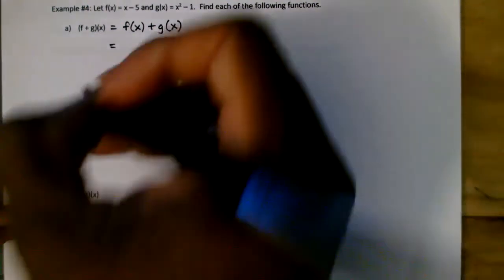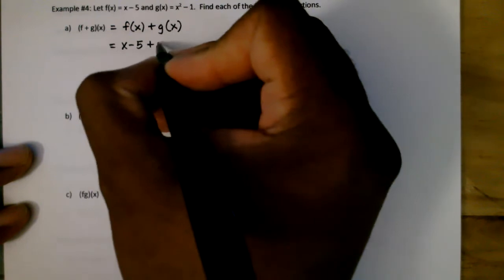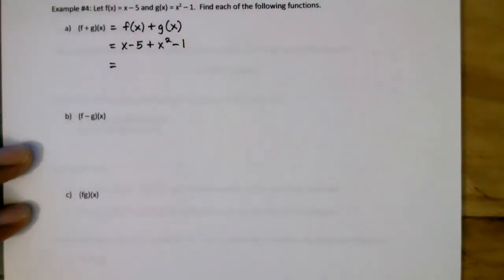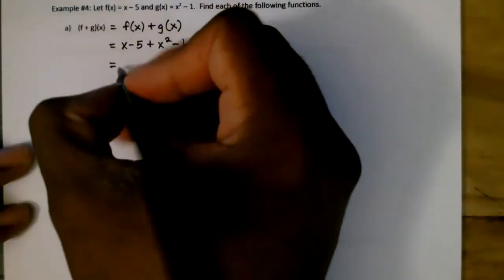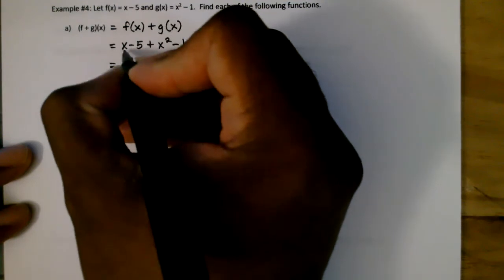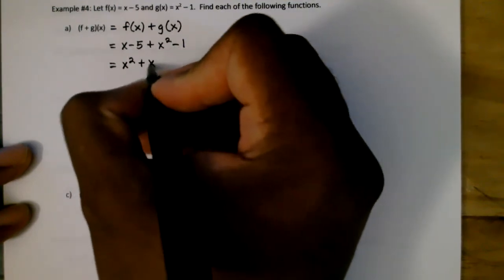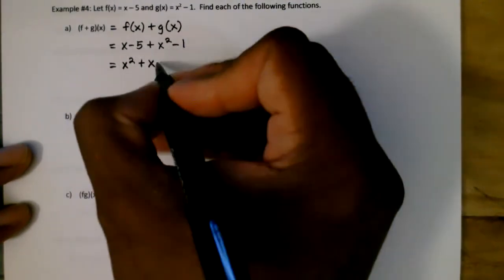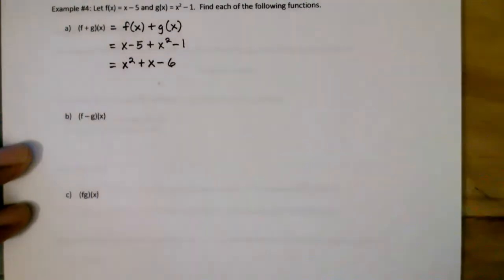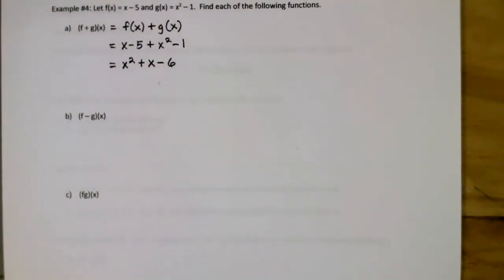Now, f of x, of course, is x minus 5, plus g of x is x squared minus 1. And then we combine like terms here. Nothing to combine with the x squared, so I bring that down. The x, it'll be plus x, but negative 5 minus 1 will end up being negative 6. So I have x squared plus x minus 6 as the sum of f and g.